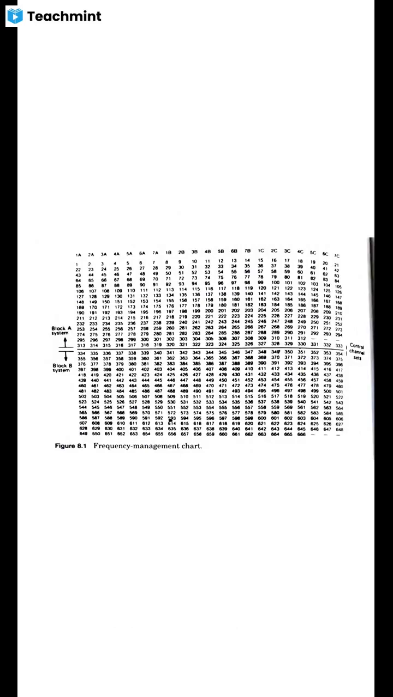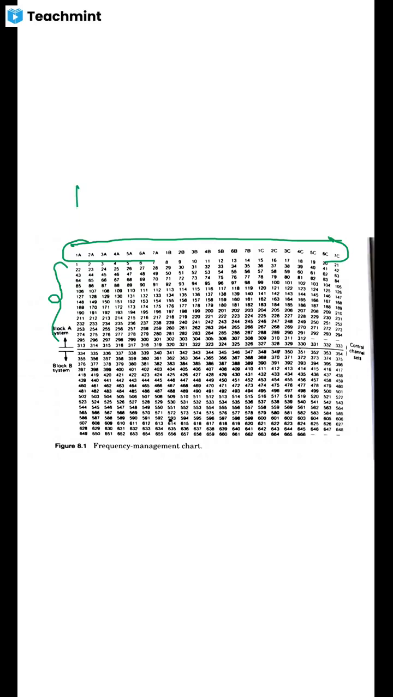In block A, I have 1 to 312 voice channels. As I told you in grouping of channels, the voice channels 1 to 312 we will group into 21 subsets. These are the subsets, see here carefully: 1A, 2A, 3A, so on up to 7C. Counting 1A, 2A, 3A, 4A up to 7C, you will get 21 subsets.